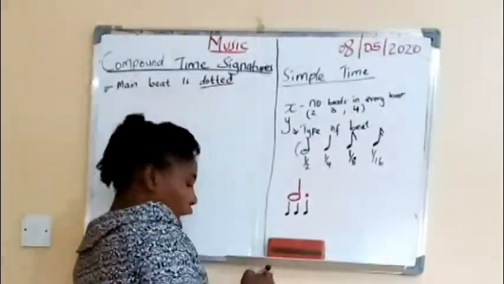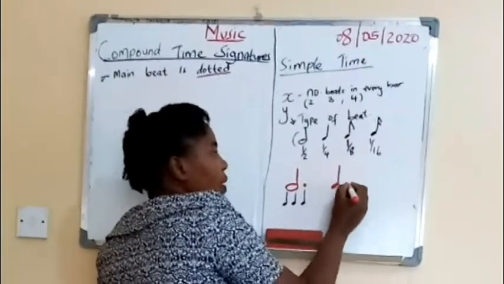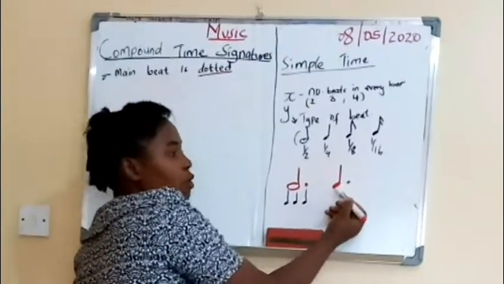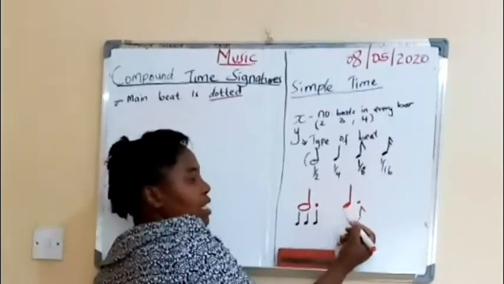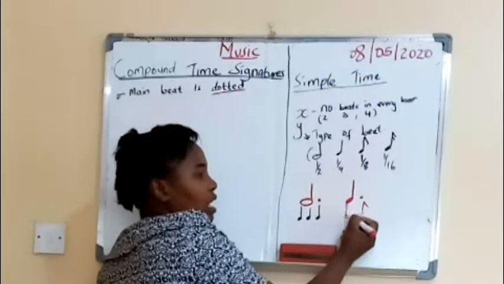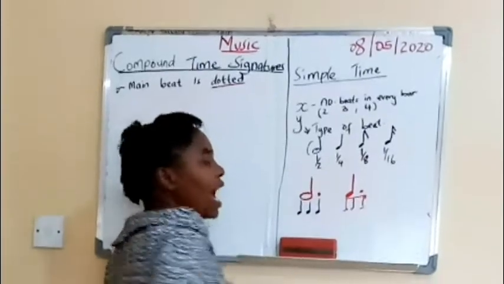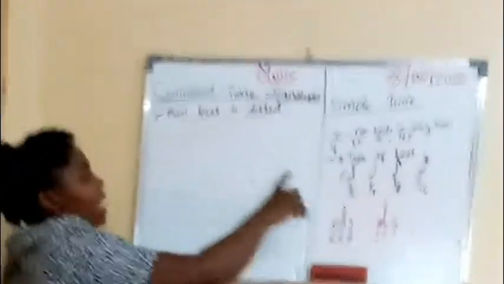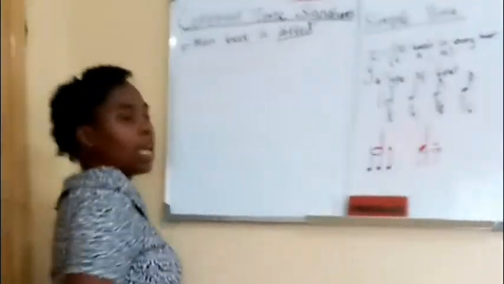What about a dotted crotchet? Now, a dotted crotchet here, boys and girls, a dot here represents half of this, and half of this is a quaver. So this is for the dot. And this crotchet here, when you divide it, it becomes 3 quavers. So let me beam them like this. So a dotted crotchet has 3 quavers. So that is why in simple, the main beat divides itself into 2. But in compound, the main beat divides itself into 3s.